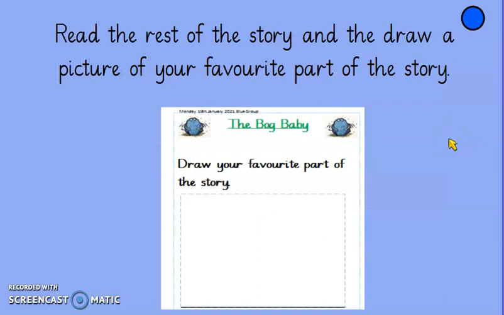Okay, now blue group, you're doing something a little bit different from everybody else. I'd like you to read the rest of the story to your grown-up. So with your grown-up, have a go at reading it, and then I want you to draw a picture of your favourite part of the story. So your sheet looks like this. So it says draw your favourite part of the story. So I want you to draw a picture. It could be whatever part you enjoyed the most, okay? And I want you to have a go at drawing it onto here.